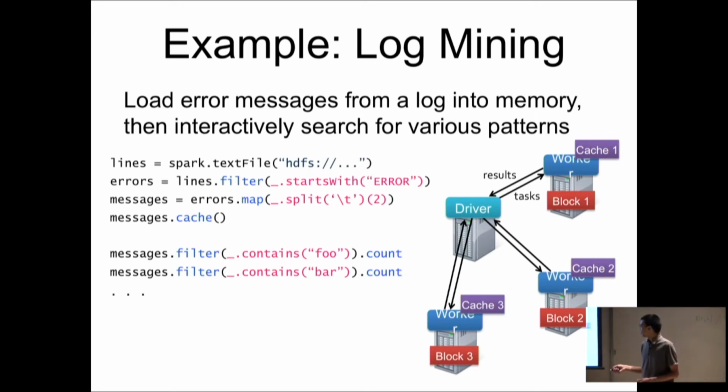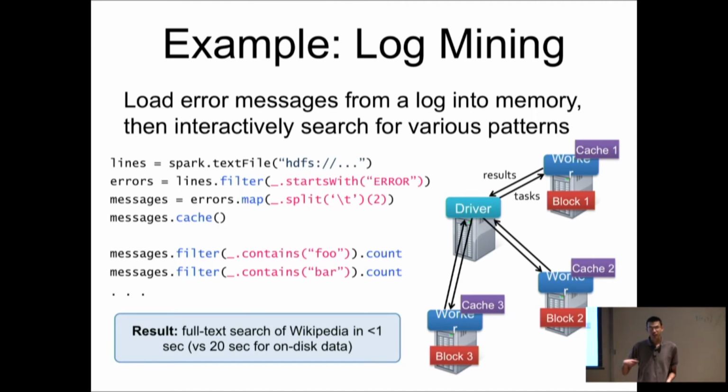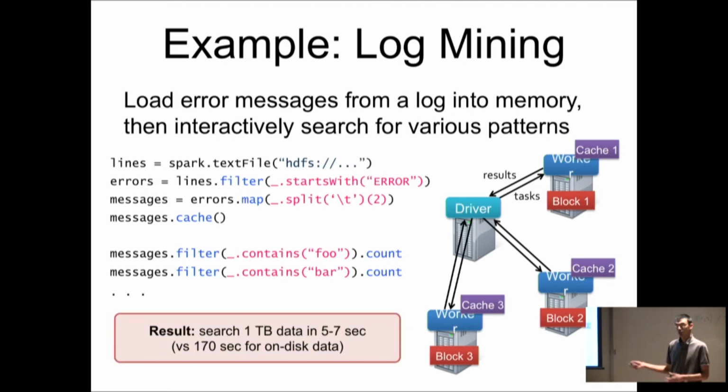The higher level implication is that, let's say you're doing full text search of Wikipedia. I give you a dump of the entire Wikipedia repository. You can do this in less than 1 second if you have 20 machines in your cluster, because you're using the memory of all of these machines to cache part of the data. Also, if you have a terabyte data set, scanning it from memory takes 5 to 7 seconds, versus 170 seconds if you read it from disk. So this automatically gives you orders of magnitude improvement over what we were doing before.